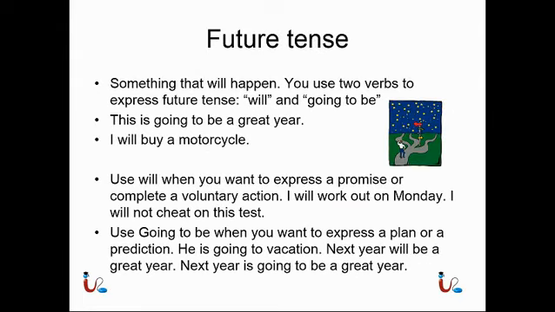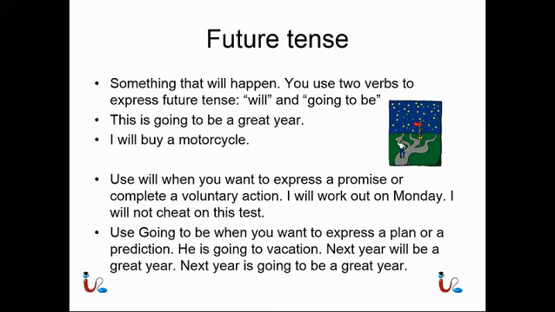Future tense is very, very easy. Future tense is simply something that has not happened yet but will in the future. In the future tense, we use 2 different phrases or verbs, will and going to be. This is going to be a great year. I will buy a motorcycle. Both of those are future tense.